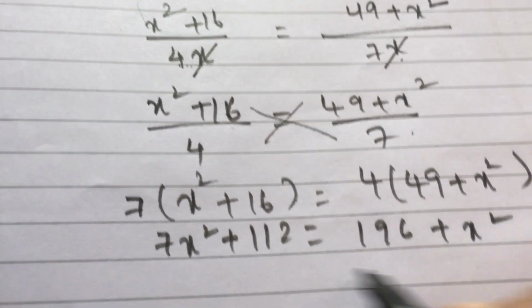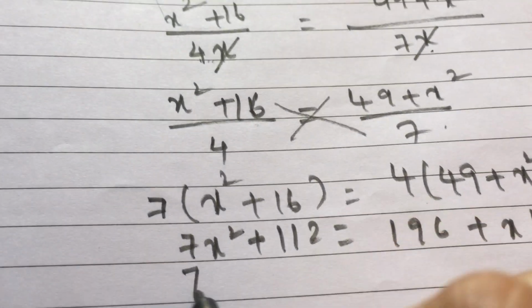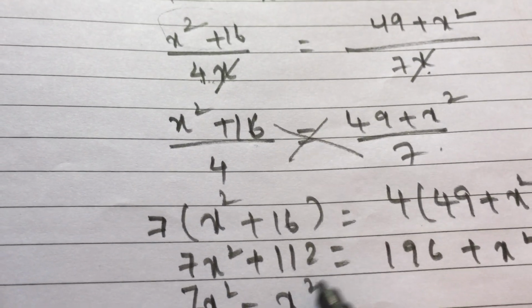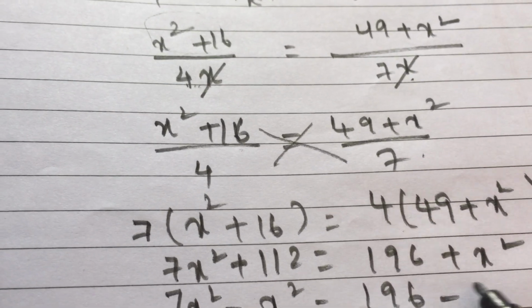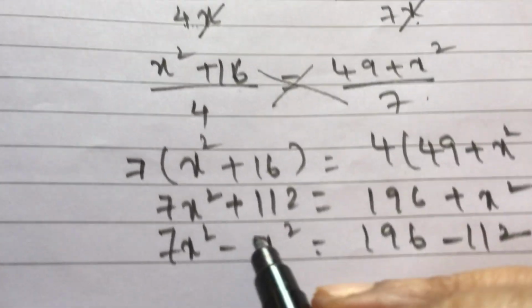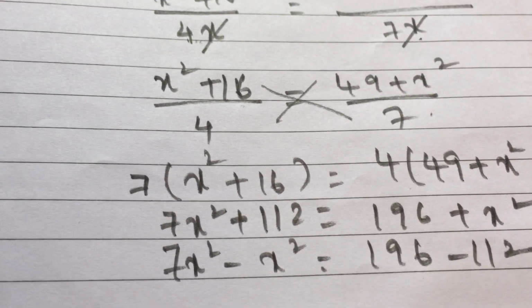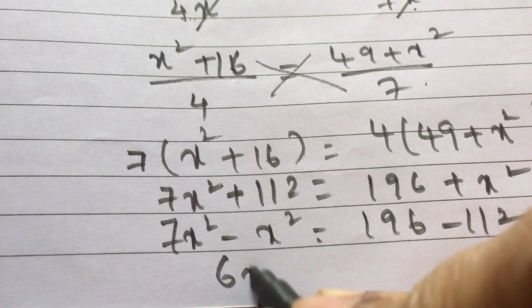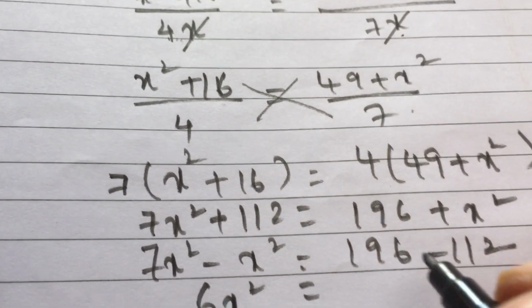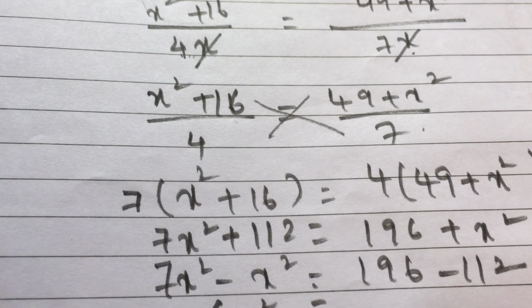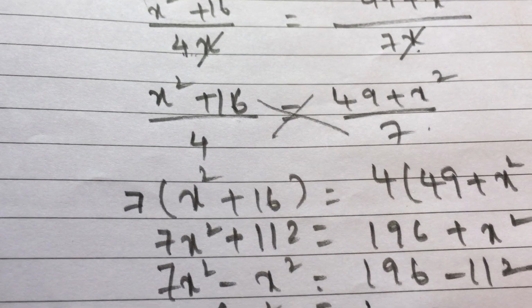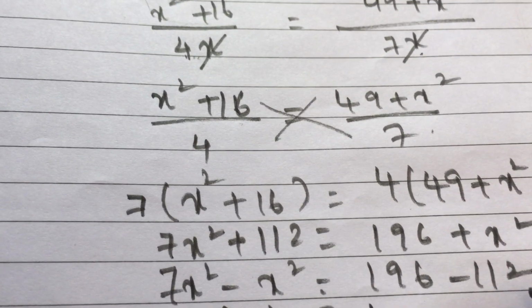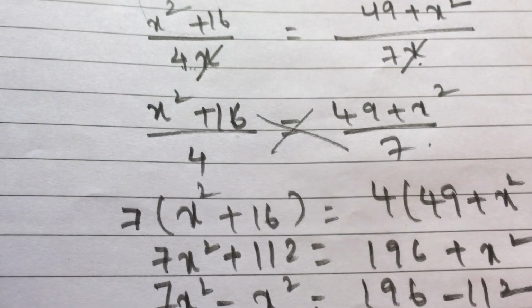Taking x squared terms aside, 7x squared minus x squared is equal to 196 minus 112. Okay, so 7x squared minus x squared is 6x squared, right? And this becomes 84. 84 only, no? 84, yeah, 84.